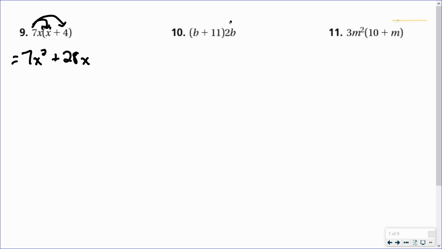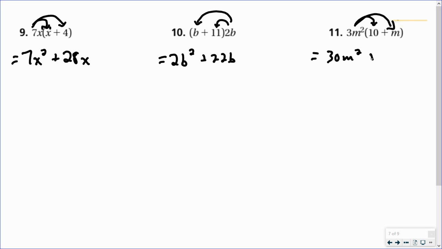This one's backwards, so don't give me the heebie-jeebies, but I'll go through it. 2b times b is 2b squared. 2b times 11 is 22b. All right, so now this one, 3m times 10 is 30m squared. 3m squared times m is 3m to the third. I add those exponents. Now this one's backwards, so I would rewrite it to get that.